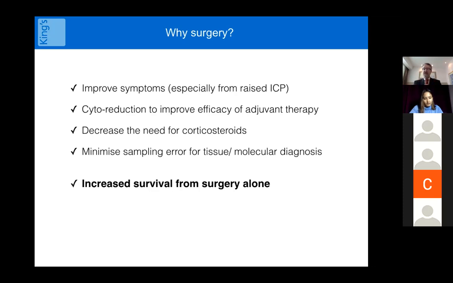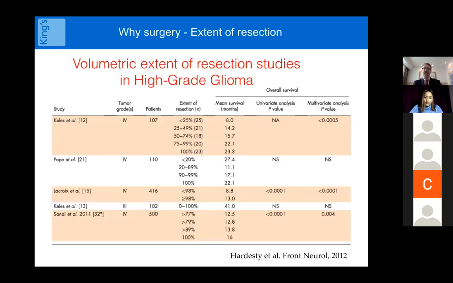But the main reason why we do surgery is actually the last one. Surgery alone can improve the survival of patients. So it is a very important step in the multimodal and multidisciplinary approach that these patients require. And usually the first therapeutic step is, whenever possible, to try and remove as much as possible, as I said, of the tumor. And this has been proven time and time again for high-grade glioma.